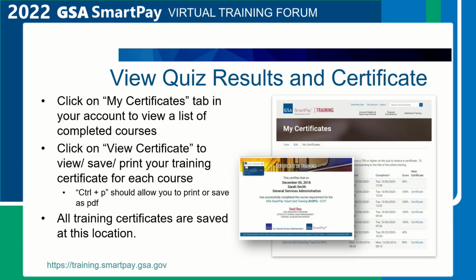However, permissions and systems vary, so if you experience problems saving or printing, you will need to contact your agency's IT department for assistance. Here we have an example of what a certificate looks like, including your name, completion date, and your agency name.